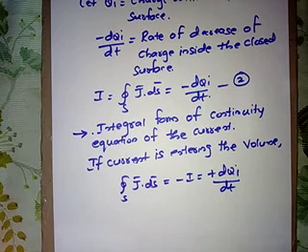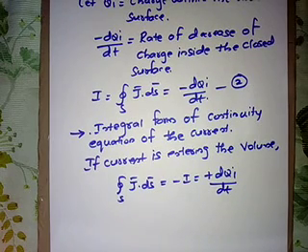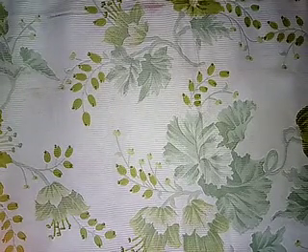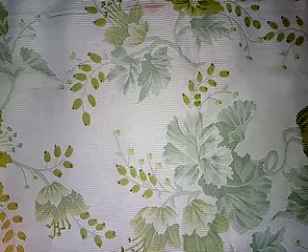Next, to find the point form or the differential form of the continuity equation, we use the divergence theorem. The divergence theorem converts a surface integral to a volume integral.